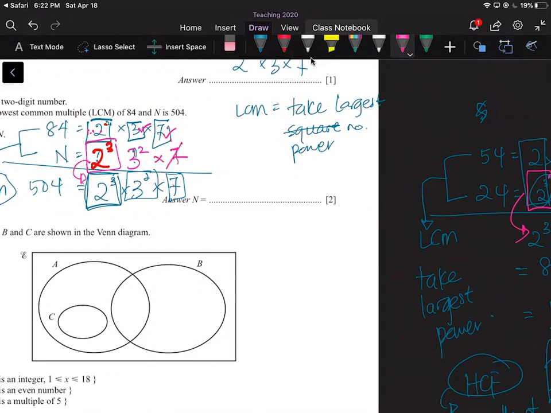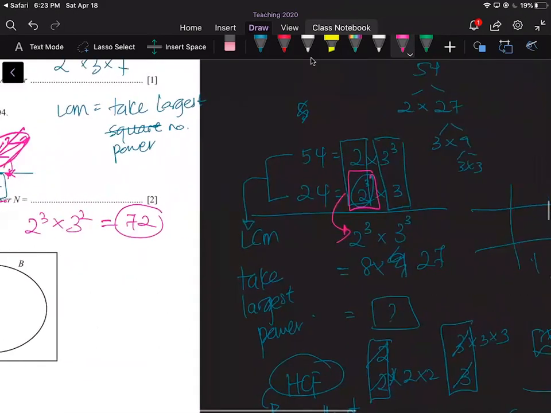So we take 7. It could be 7 square, because if here is 7 square, automatically here becomes 7 square, which is impossible because for 504, I need 2 cube times 3 square times 7. So I need that in there. Okay? So that means n is actually 2 cube times 3 square, which will give us the answer of 72 times. Okay? So this is actually the reverse.